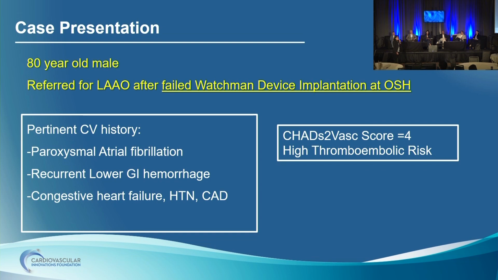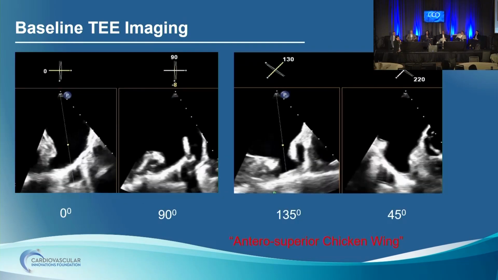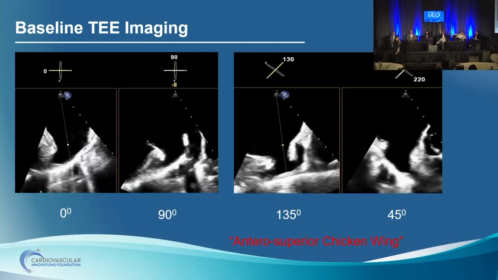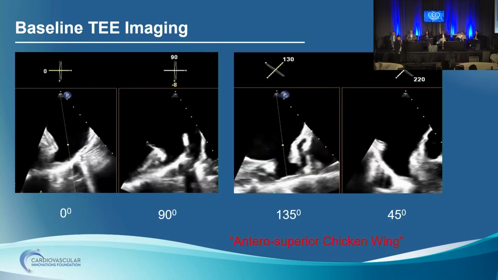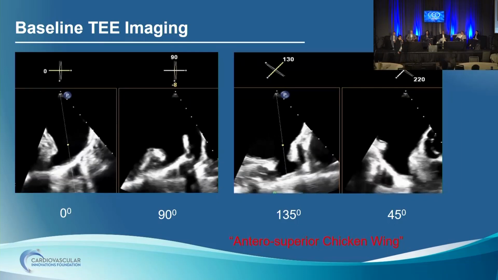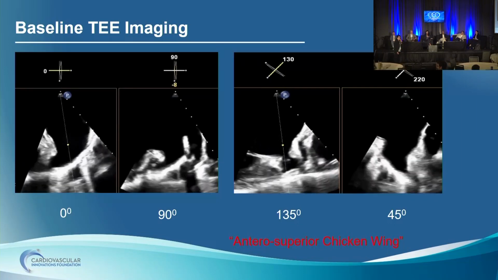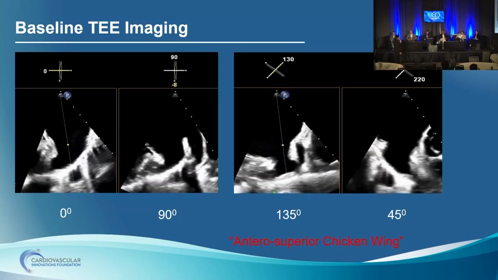So before we dive into what was done at an outside facility, let's look at this appendage anatomy. These are your 0, 90, 135, and 45-degree views. In your 135-degree view, which really is your caudal view equivalent, you appreciate that anterior superior chicken wing morphology. The other thing to appreciate in all these views is most of your depth is lying in that anterior lobe.